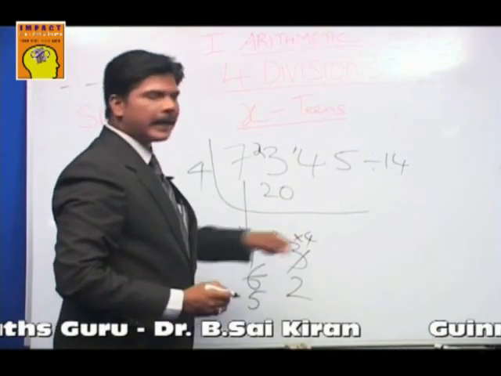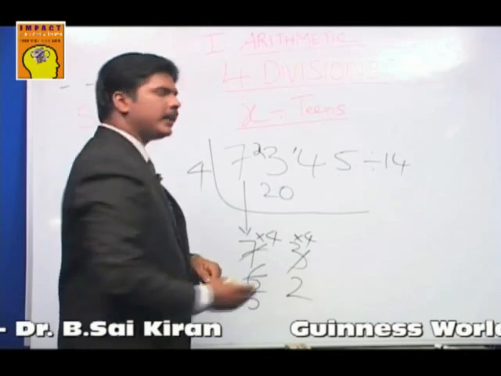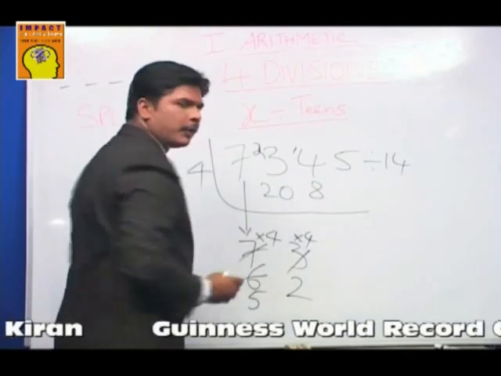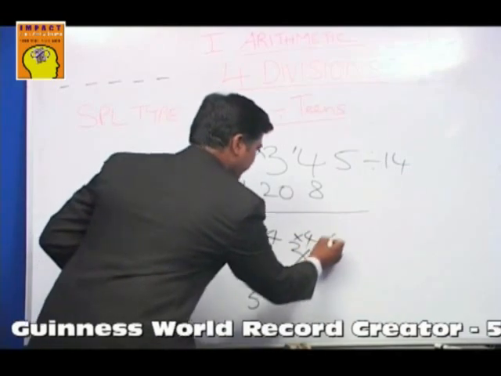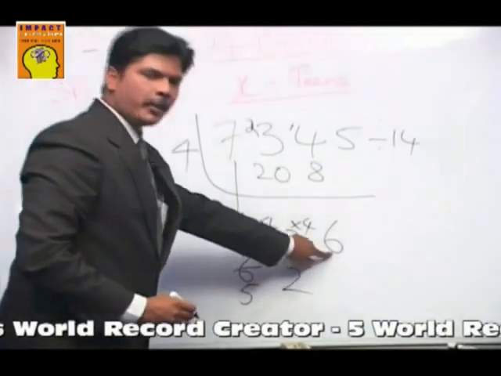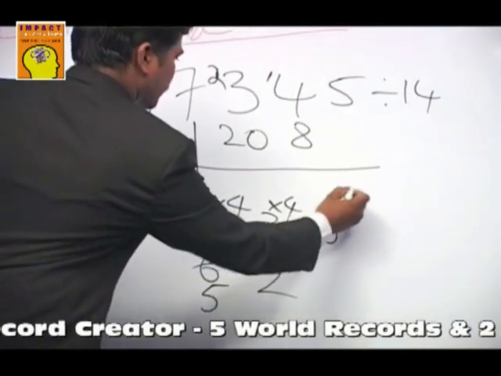Now 2 times 4 is 8. Is it possible, 14 minus 8? Yes, it's possible. 14 minus 8 is 6. So write 6 out here. Now what do you have at the bottom? Multiply the divisor. 6 times 4 is 24.